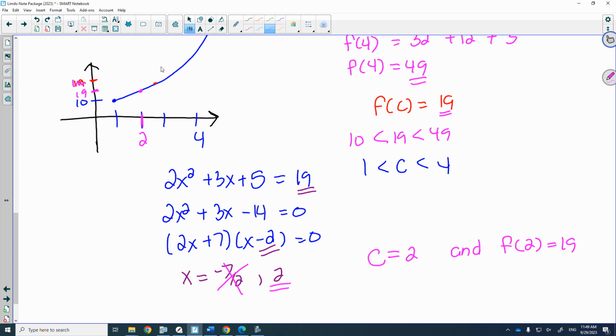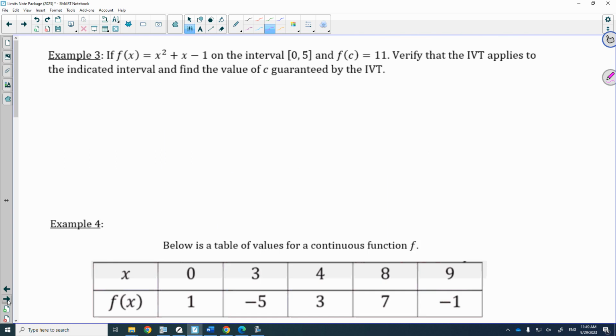Okay. Let's do one more like this, and then let's look at table of values. If f of x is equal to the following function on that interval, verify that the intermediate value theorem applies to the indicated interval and find the value of c guaranteed by this intermediate value theorem. Okay, so state that it's continuous because it's a polynomial. So f of x is a polynomial.